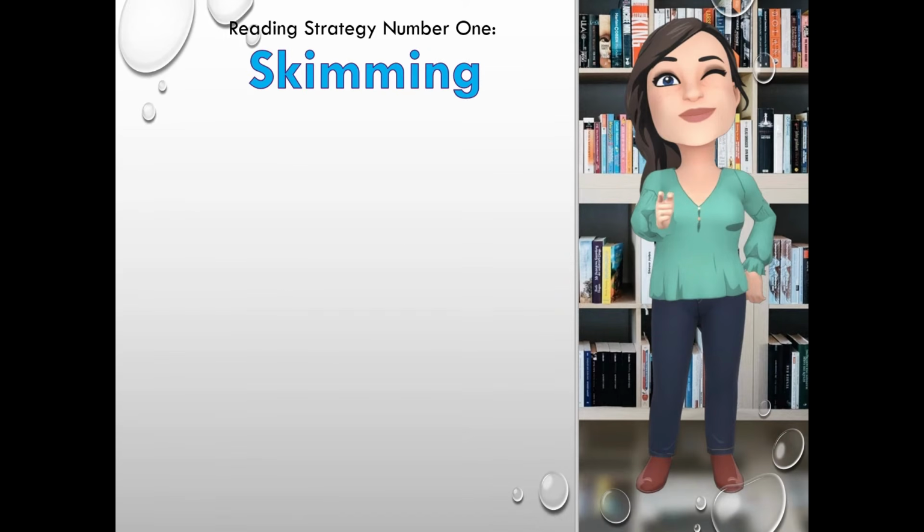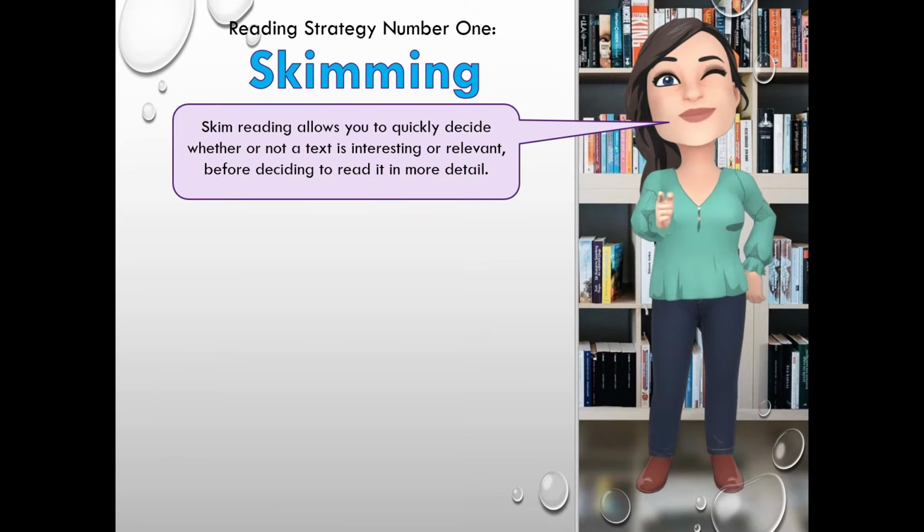Reading strategy number 1, skimming. When you skim a text, you look over it quickly and you decide whether it's interesting or relevant and whether you want to read it in more detail.